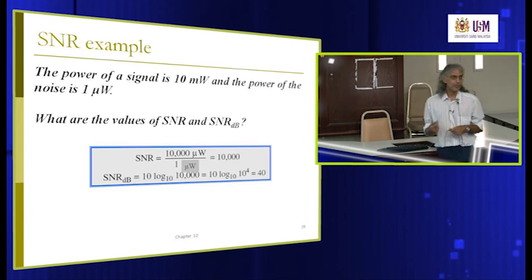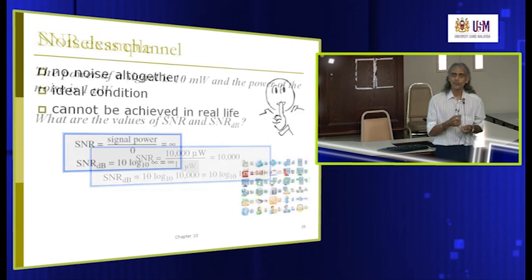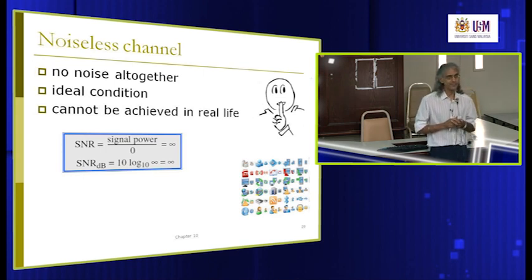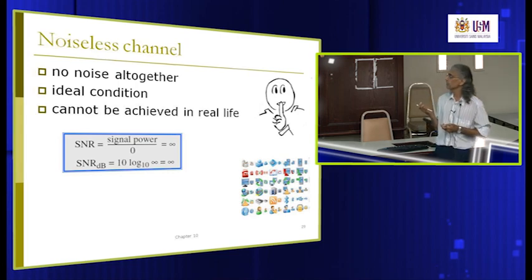Now, after looking at all these things, there's so much noise when we transmit data. So what we try to do is find a way to transmit if there's a possibility of a noiseless channel, meaning that there's no noise altogether. So this is the ideal condition for transmission.